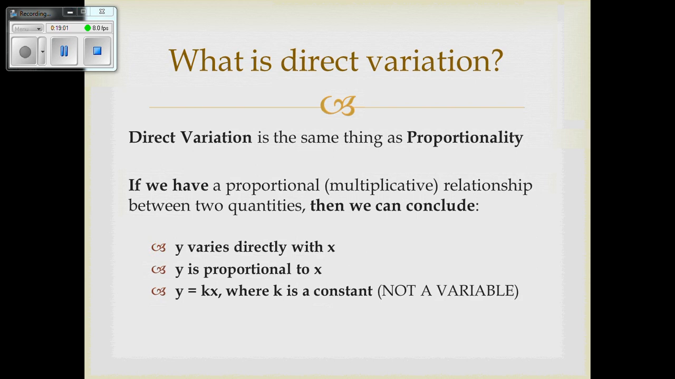So if we have a proportional multiplicative relationship between two quantities, we can conclude three things. We can conclude that y varies directly with x, and you will see that on your test. You will see that, and you'll want to know what it means. So varies directly, and then also y is proportional to x. We can also conclude that y is going to be equal to some constant number times x.